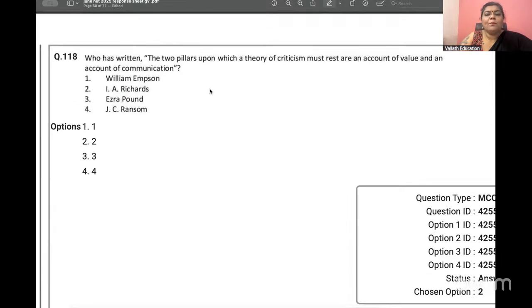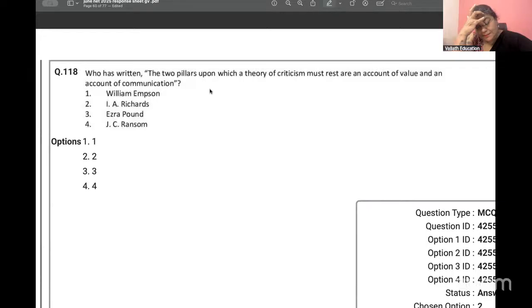Who has written the two pillars upon which theory of criticism must rest? You know that William Empson wrote Seven Types of Ambiguity. Actually, he did not write many books explaining theory of criticism. Who wrote about theory of criticism? Who wrote about criticism? Only you know I.A. Richards and J.C. Ransom. I.A. Richards wrote Principles of Literary Criticism. J.C. Ransom wrote The New Criticism. The two pillars upon which theory of criticism must rest are value and communication.